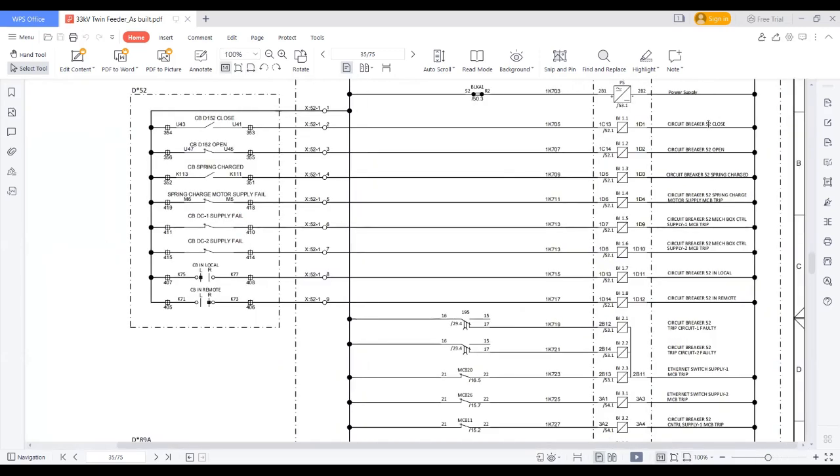I want breaker close indication, breaker open indication, whether the breaker spring is charged or not, whether the breaker motor supply MCB trips or not. So these indications I'm asking the manufacturer for. I want these indications to be displayed on the SCADA. So these are the binary inputs.